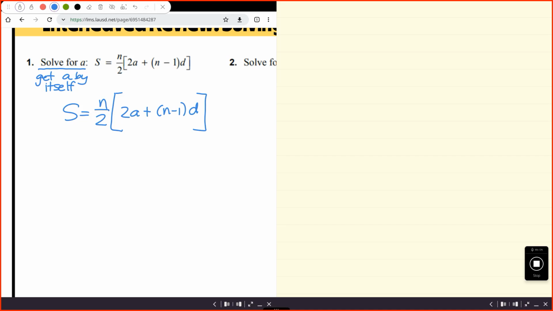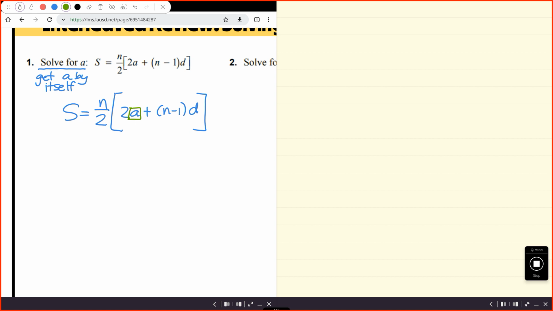All right. So let's see. We have to get this by itself. So how do we do that? Where do we start? And how do I know where to start? So first, if you have a grouping symbol, you stay away from that first. Don't touch anything inside that one first.